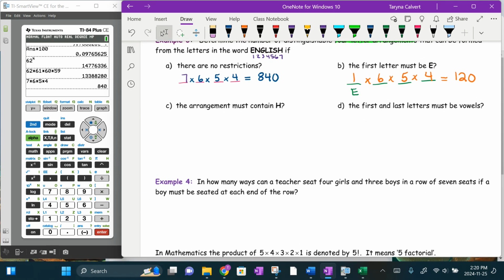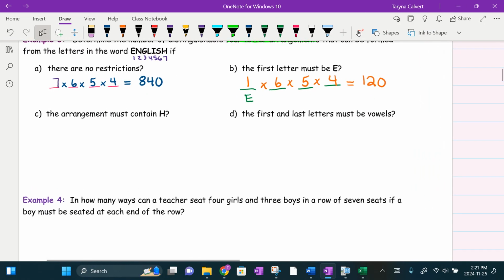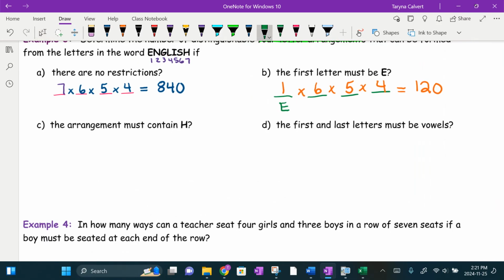All right, so the arrangement must contain an H. What are we going to do with that? So same thing as B? Is it exactly the same thing as B? No, because we will do what we did in B, but we'll have to times it by... Nobody? So how is B and C exactly the same?